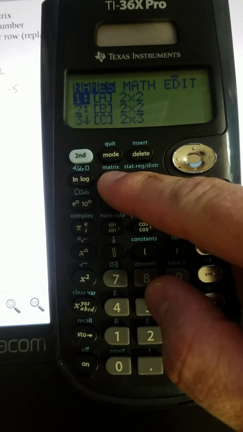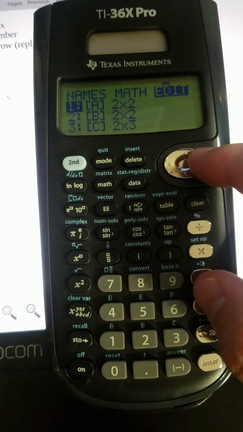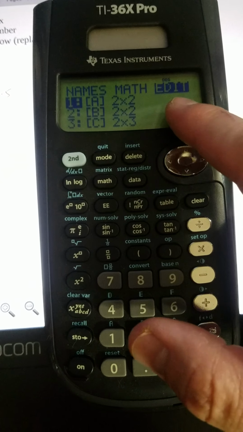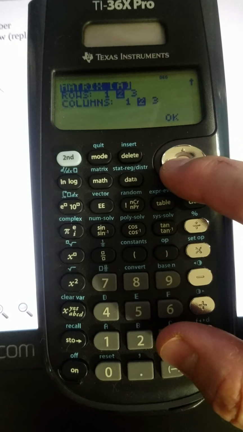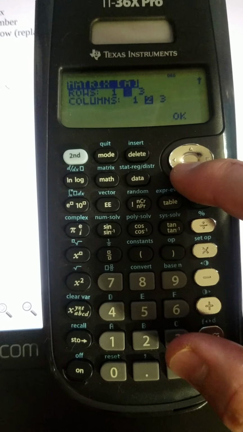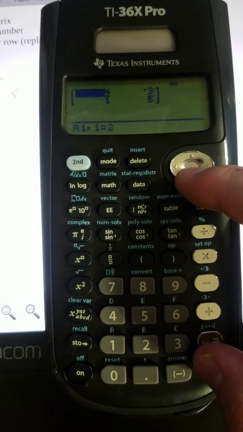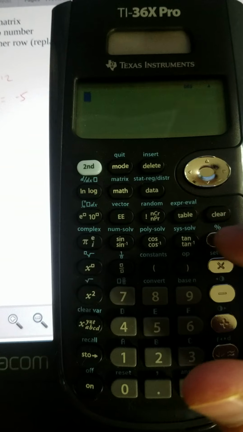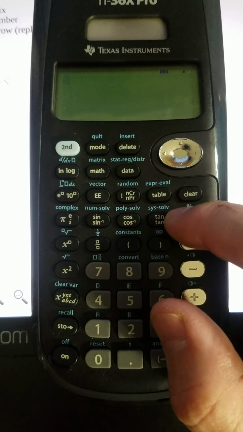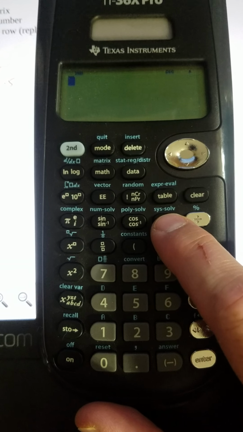If you go into the matrix area here, I pressed second and then this key, you can edit these individual matrices. You can see these are the different tabs: names, math, and edit. If I want to edit this matrix, I can first select how big it is. So if I wanted to go with a 2 by 2, number of rows by number of columns, I could do that, and then set in some values there. And it is entirely possible to use that, but this calculator actually has something specifically designed for solving systems.